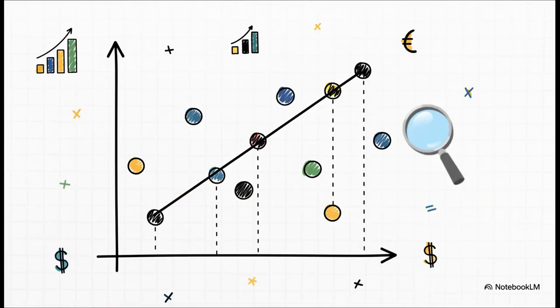Okay, so our second tool is looking at the residuals. Now, don't let the name scare you off. It's just a fancy term for checking our homework. For every single month, the residual is just the leftover error. It's the difference between what our line predicted would happen and what actually happened.